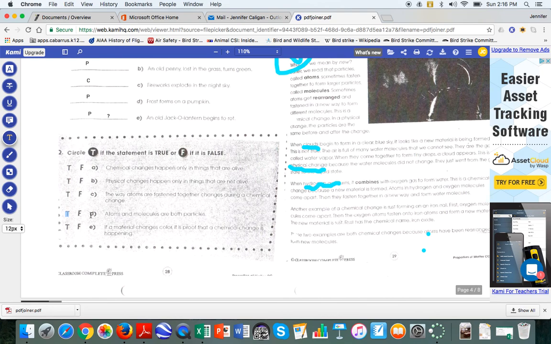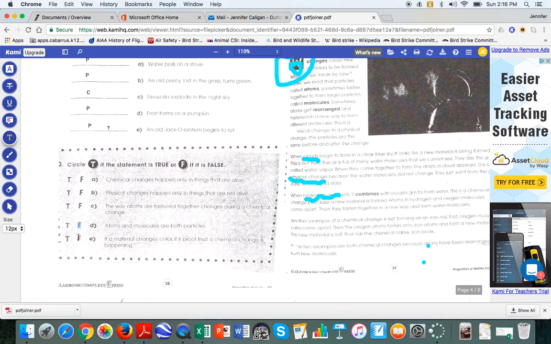If a material changes color, it is proof that a chemical change is happening. That is false, because color would mean that it won't let me highlight. That would indicate that it's a physical change, not a chemical change.